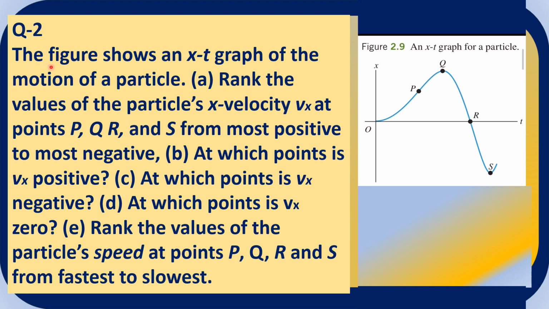So the question is, the figure shows a displacement time graph, or xt graph, of the motion of a particle. Question letter A, rank the values of the particle's x velocity at points P, Q, R, and S from most positive to the most negative. Question letter B, at which points is the instantaneous velocity positive? And question letter C, at which point or points is the instantaneous velocity considered negative?